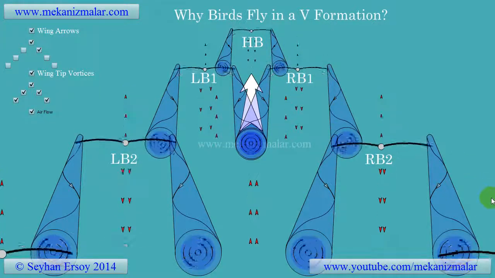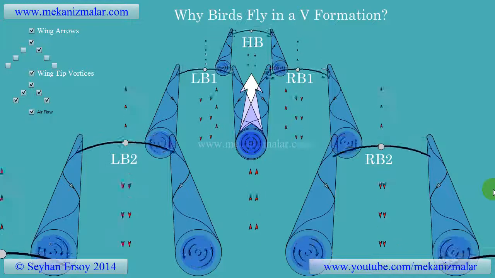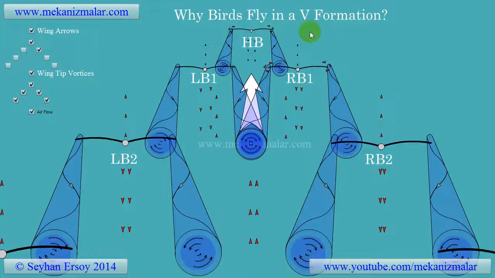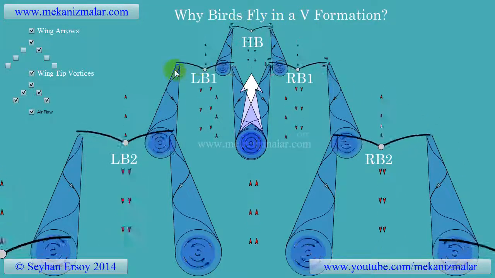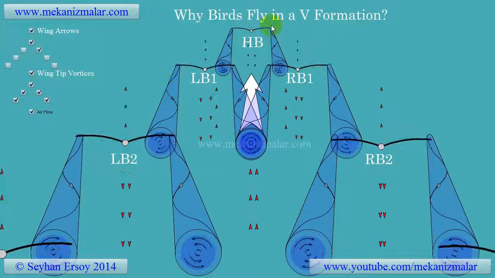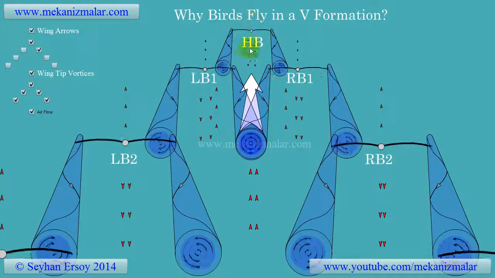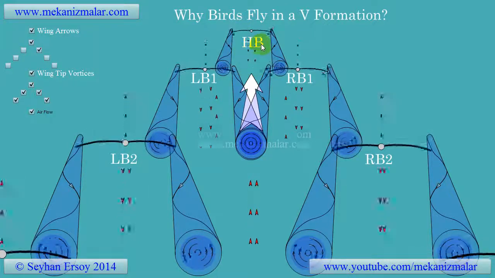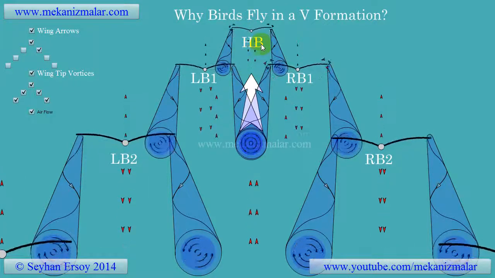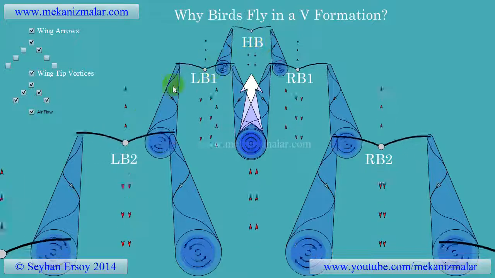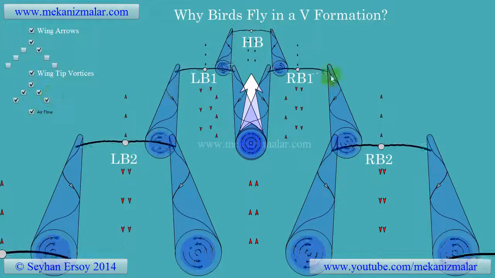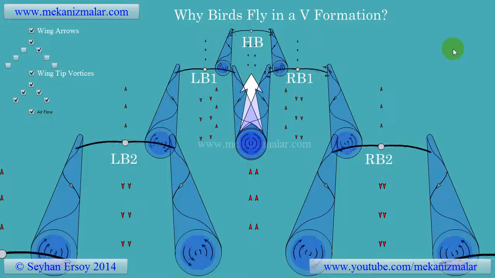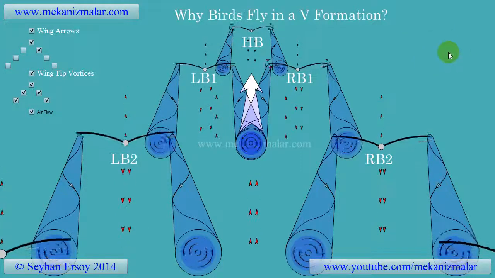The birds flying in the V formation benefit from the updraft created by the bird just in front of it. In this formation, only the head bird will spend more energy than the rest of the birds in this formation. The others will reduce their power consumption 10 to 20%. If a bird flies away from the V formation, its power consumption will be just as much as the head bird.